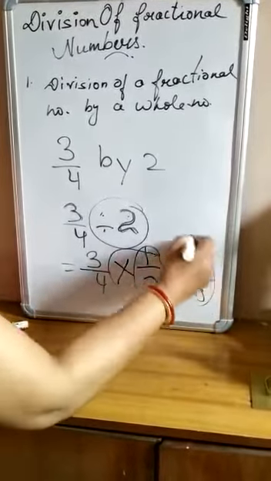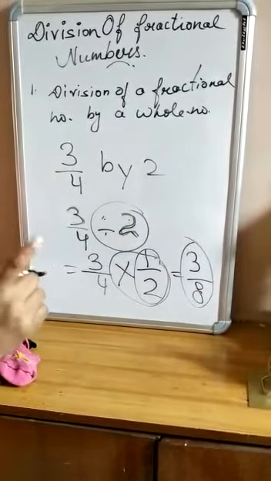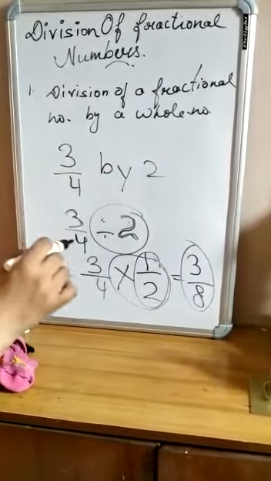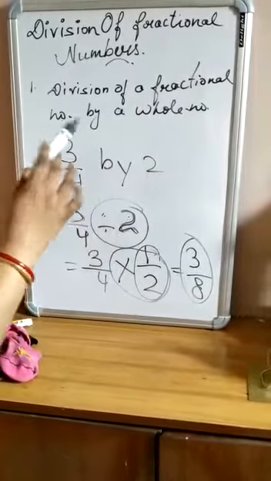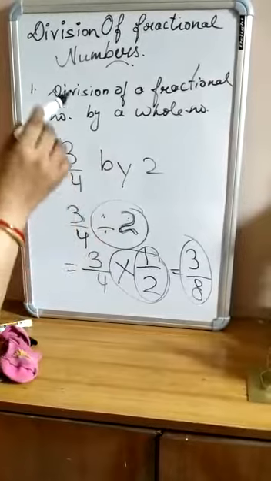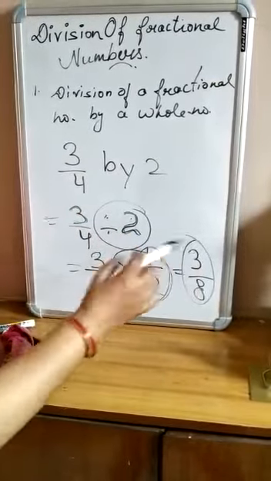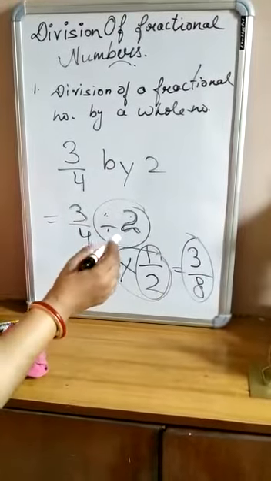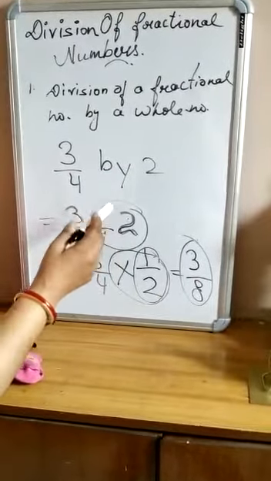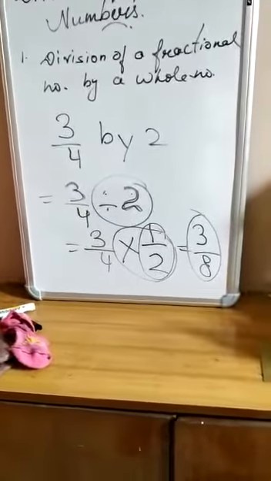Here you see that with the help of this picture, in the picture also, after dividing the 3 by 4 part into 2 equal parts, those shaded parts represent 3 by 8. Here, after using the other method, we also get 3 by 8. So we follow the same rule for dividing a whole number by a fractional number and for dividing a fractional number by a fractional number.